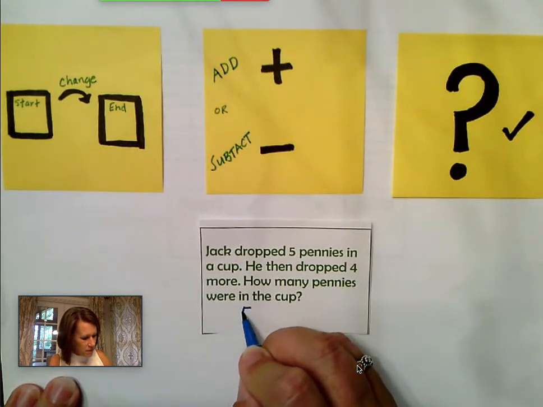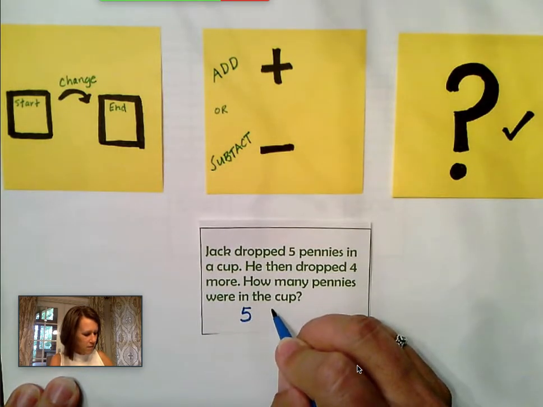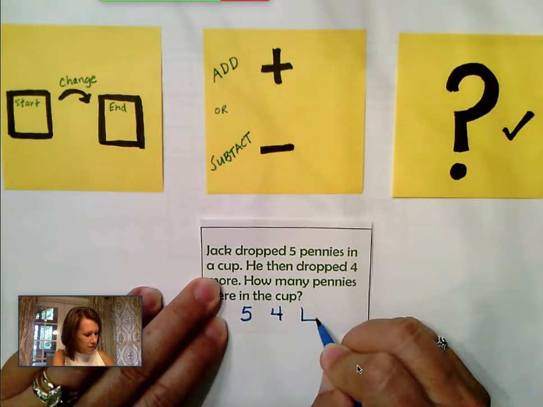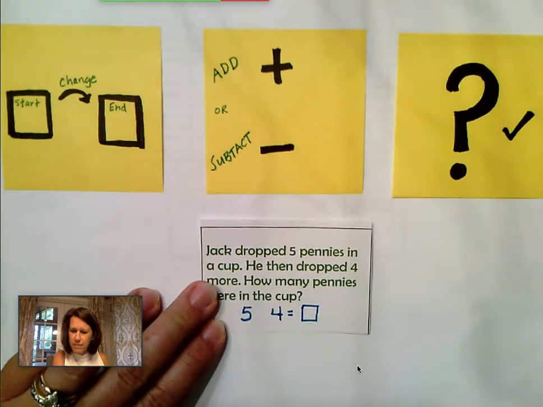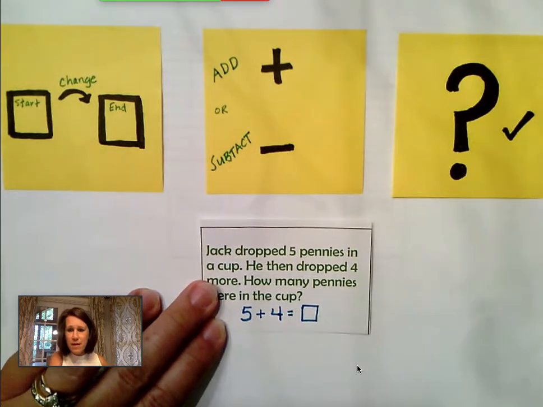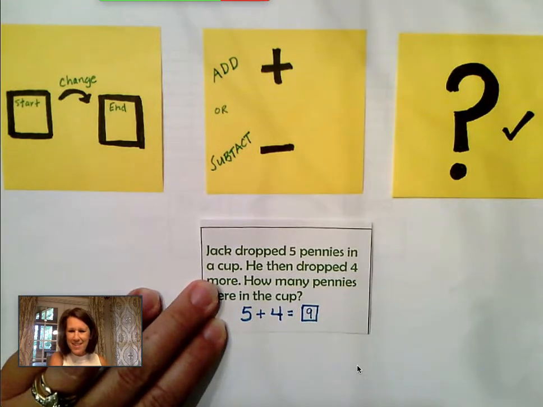That's what we're trying to solve. Let's make it a number sentence. We've worked on those. 5 and 4 more, and we're trying to figure out how he ended. Would we add because he got more pennies? Or should we subtract because he took some away? You're right, he got more. 5 plus 4 is 9.